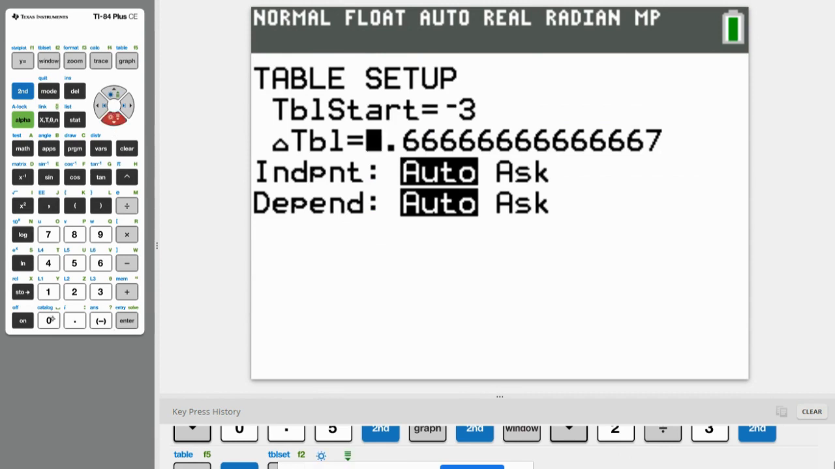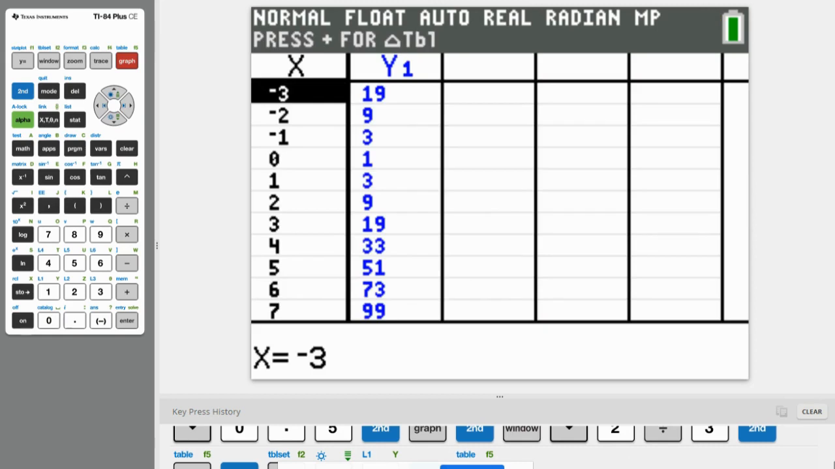So I go from -3. I'm going to increase by ones each time. Second table. And now I have my table of values again. So I have 19, 9, 3, 1, 3, 9. So those are my values from -3 to 2. So 19, 9, 3.